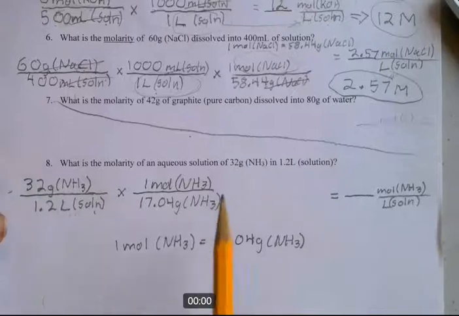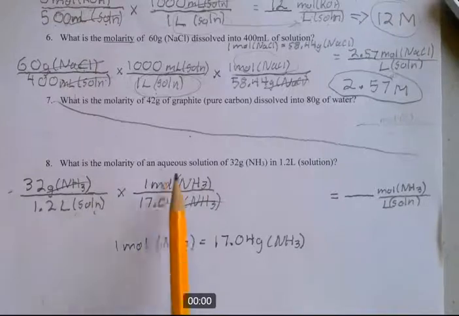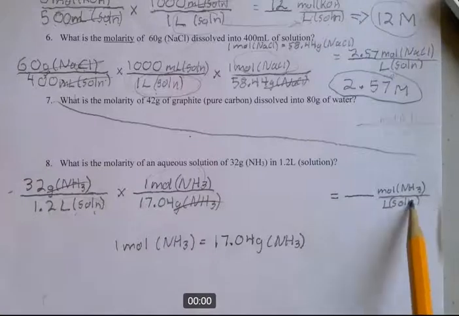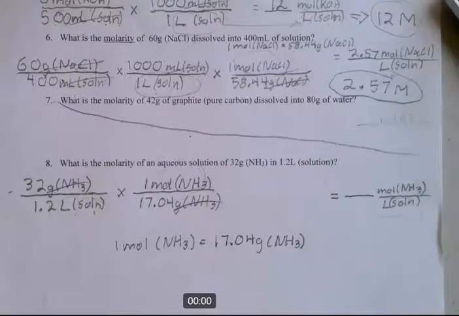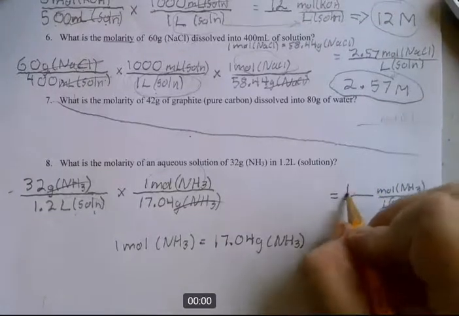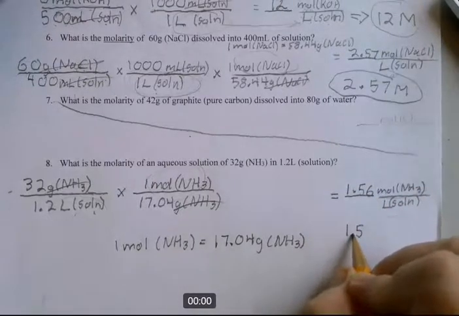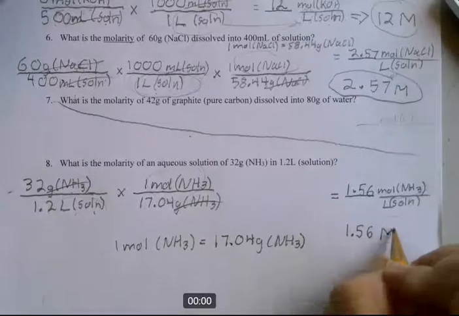Okay, we don't have any more conversions, so we have a little empty space here. That's okay. So grams of NH3 cancel out. And we have moles of NH3 on the top, which is what we want in our final answer. And liters of solution was already on the bottom. So now you just have to multiply the numbers. Okay, so it's 32 divided by 1.2 divided by 17.04, and that gives you 1.56. And the proper way to write it is 1.56 capital M for molar.